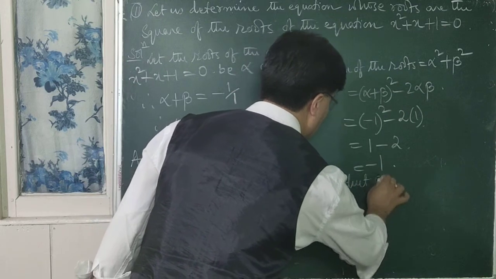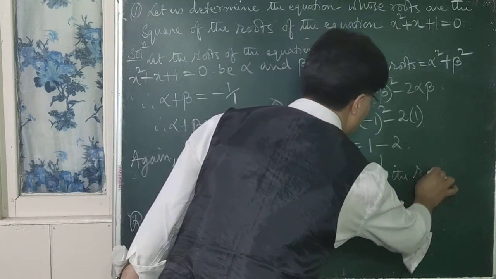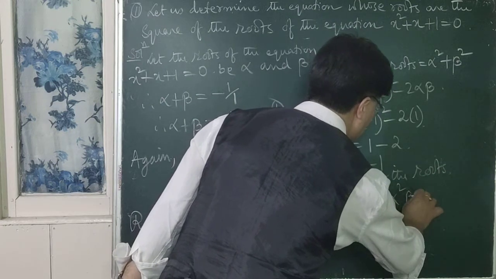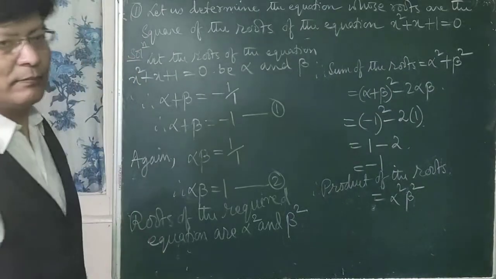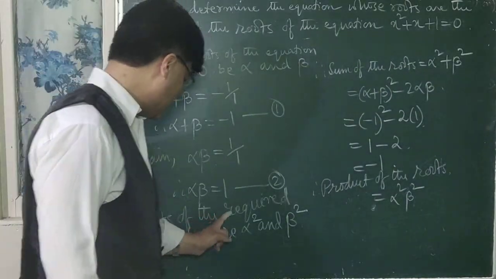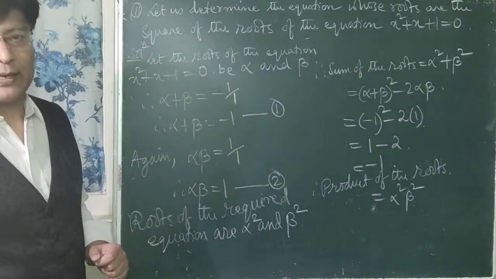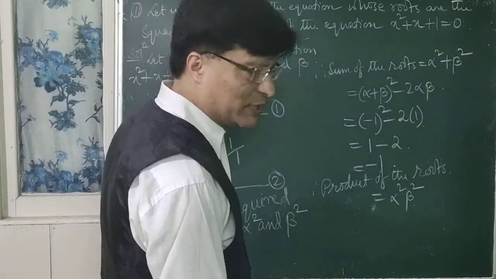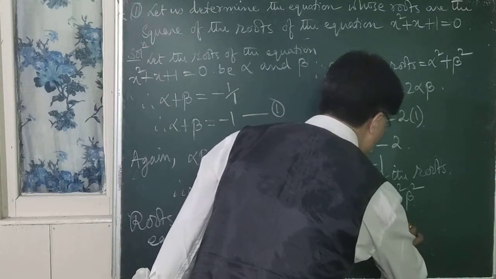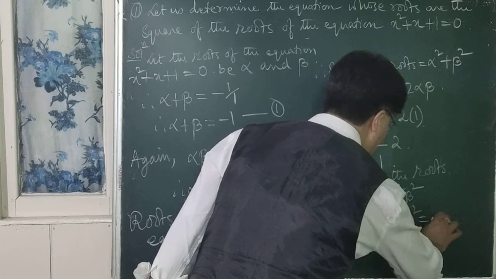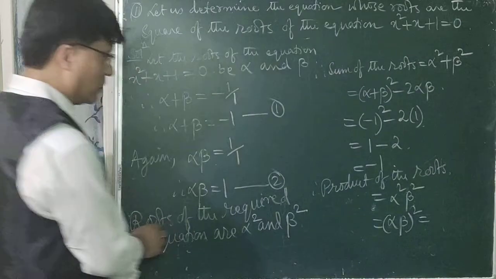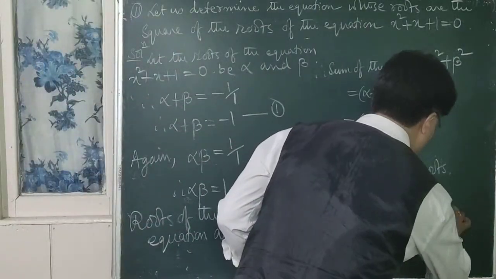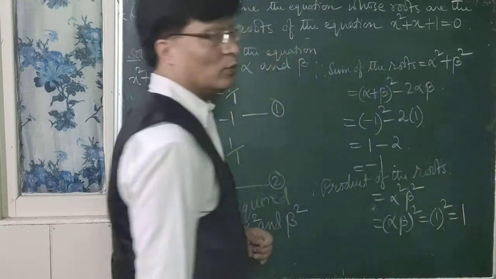Therefore, the product of the roots is equal to what? Alpha square into beta square, because in this case the roots of the required quadratic equation are alpha square and beta square. So their product is alpha square into beta square, which is equal to alpha beta whole square. What is the alpha beta value? Alpha beta value is 1. So it is 1 whole square, and 1 whole square is equal to 1.